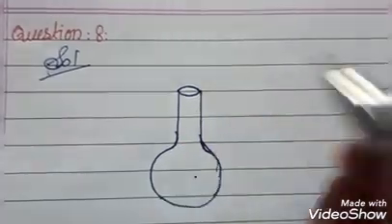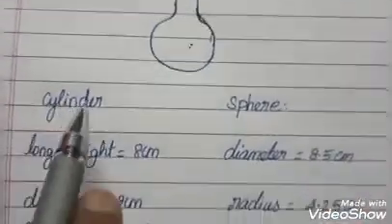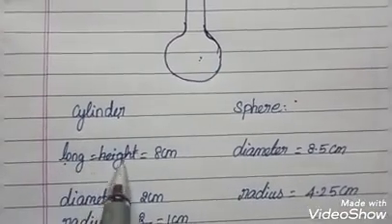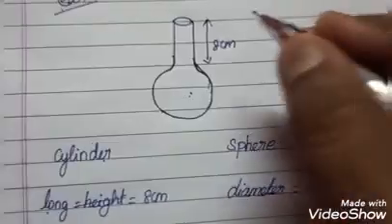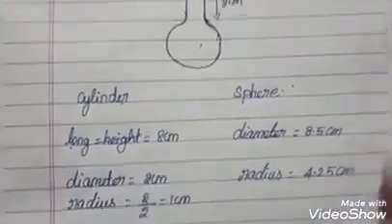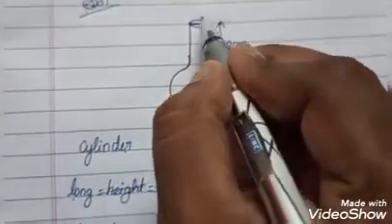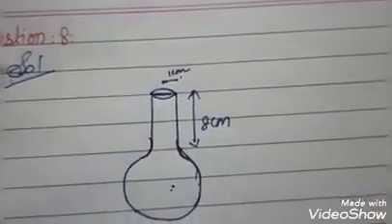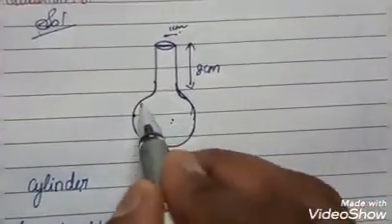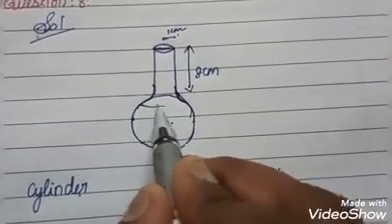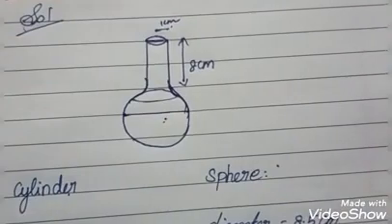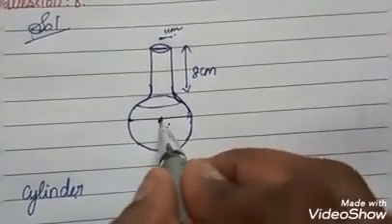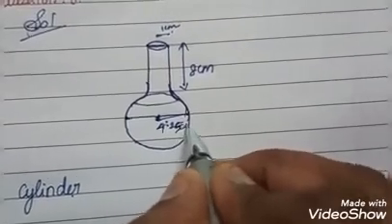So you know that the cylinder neck height seems to be 8 centimeter. And the diameter is 2 centimeter, so the radius is 1 centimeter. And the diameter of the sphere, we take it as 8.5, so the radius seems to be 4.25 centimeter.